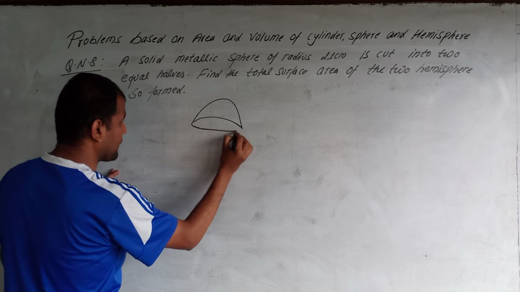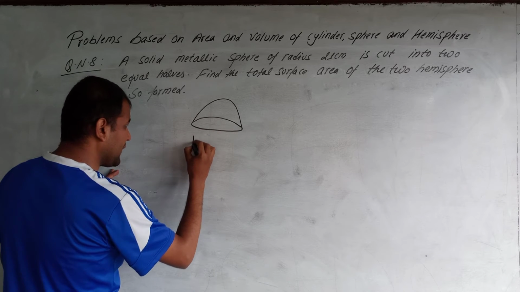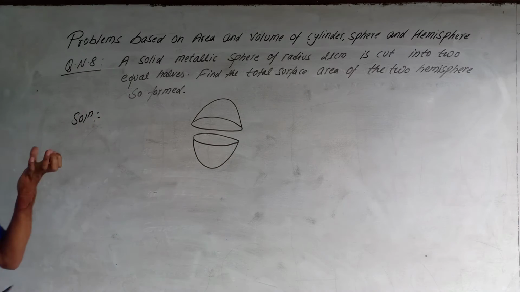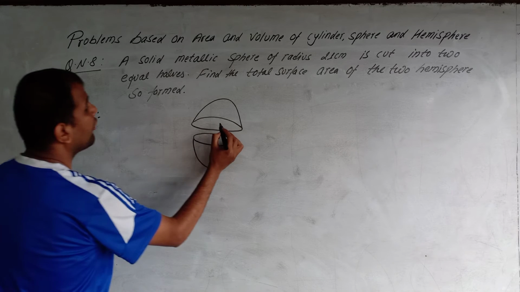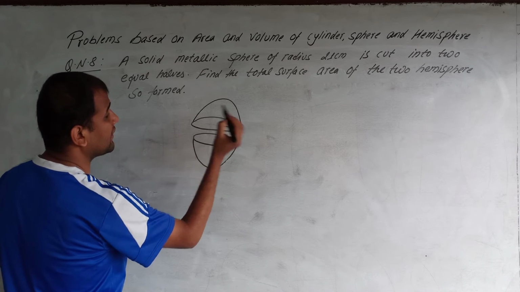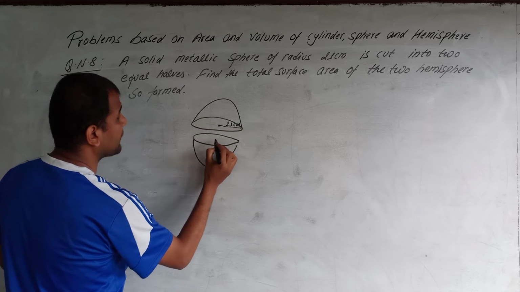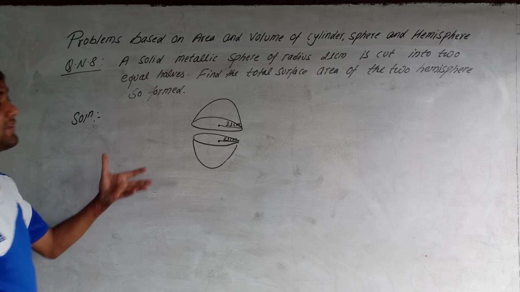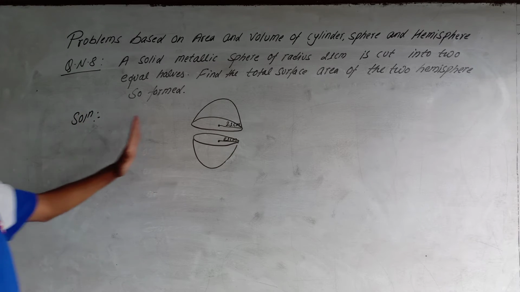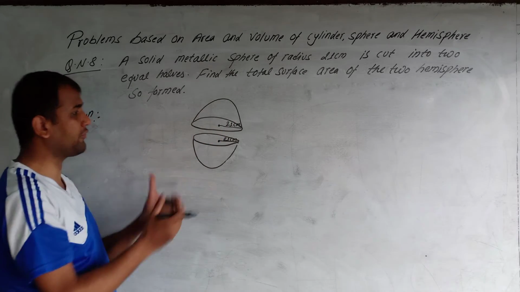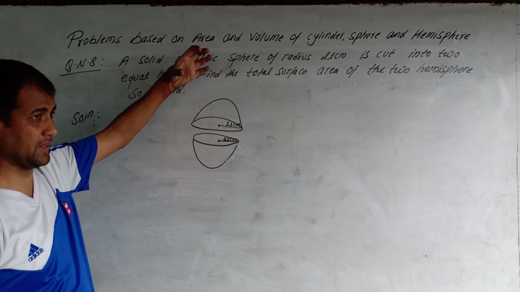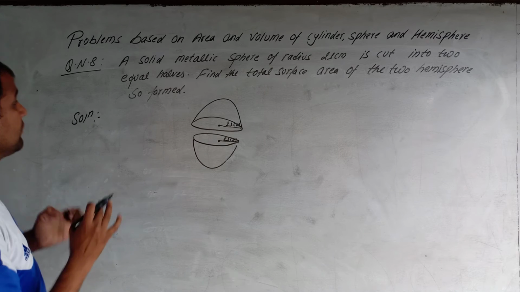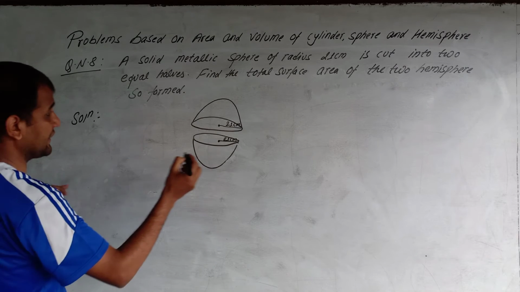Here are 2 hemispheres. When a sphere is cut into 2 equal halves, then they form 2 equal hemispheres, and the radius of the hemisphere is same as the radius of the sphere. That means radius of both hemispheres is equal to 21 centimeter. And we find the total surface area of both hemispheres. When we find the total surface area of one hemisphere and multiply by 2, we find the total surface area of both the hemispheres.